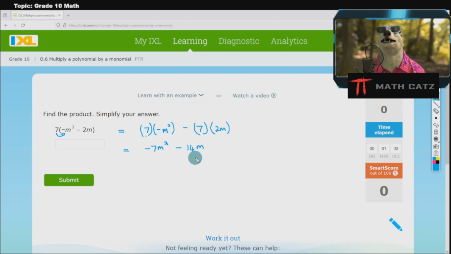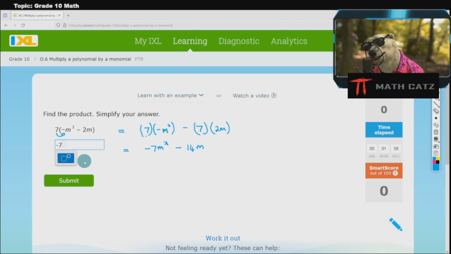That is as far as we can go, because the m squared term and the m term are not like terms and cannot be put together. We're trying to simplify. So I want to write here. It's a little annoying to type in here, but we do want to get verification that we are correct. I want m squared.